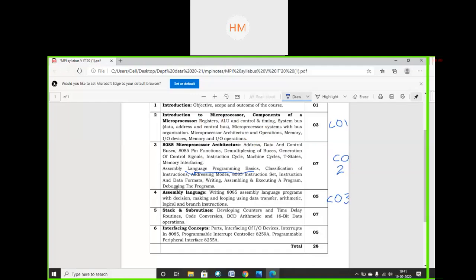Students say the screen share is not showing. Okay, beta, just wait, let me check. Now is it visible? Yes, ma'am.